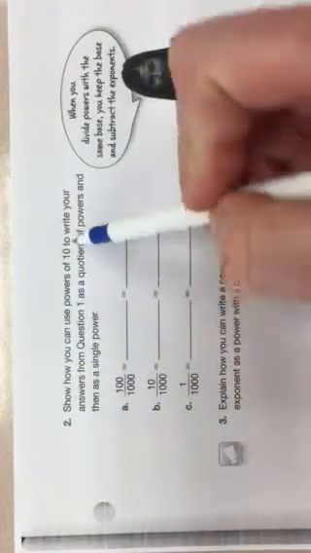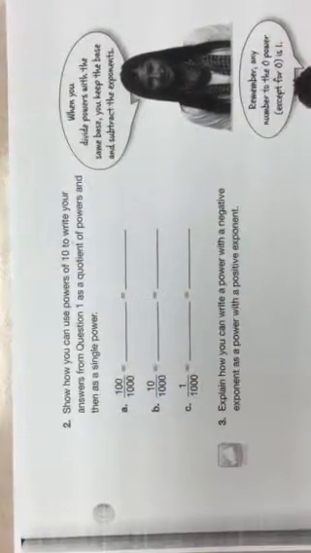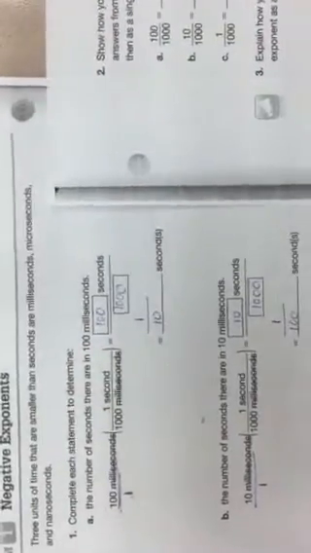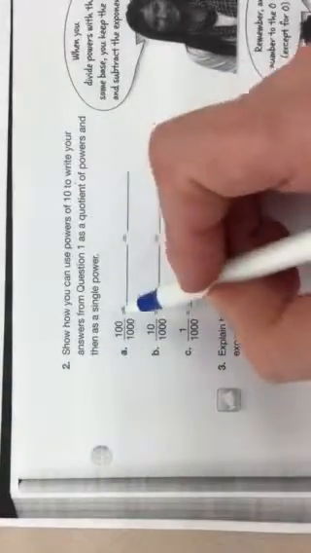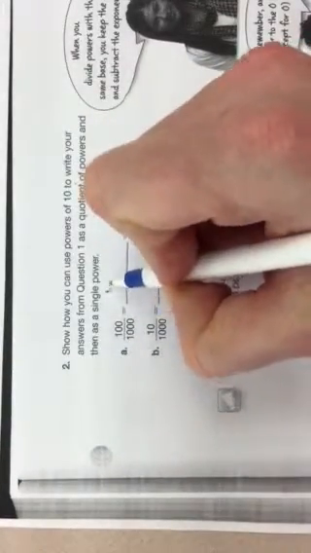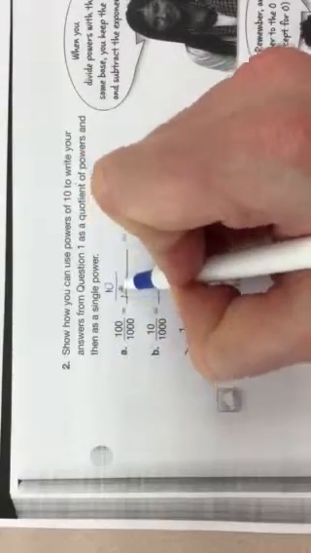So for the second part of problem number 2, this says show how you can use powers of 10 to write your answers from question 1 as a quotient of powers and then as a single power. So here, we just wrote these as straight numbers, right? But they want us to write it as powers. So notice these match 100 over 1,000, 10 over 1,000, right? So they want us to rewrite these as powers of 10. That means 10 to a certain power over 10 to a certain power.